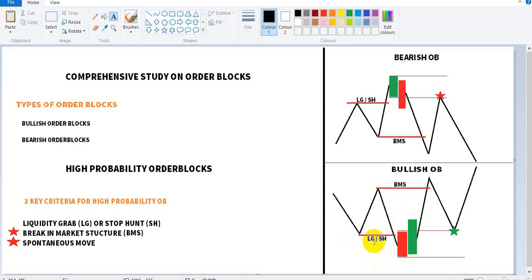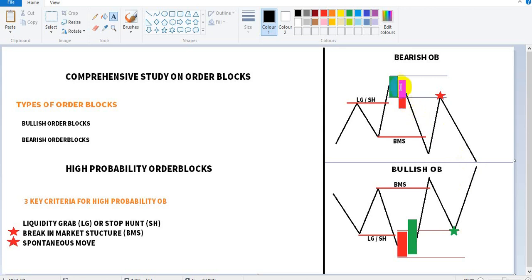Now, in this case, I look at liquidity grab or stop hunt. Then the next thing I look for is break in market structure. You can see that this market structure was broken here, and price came back to retest the order block and gain bullish momentum to continue to the upside. That is that about bullish order block.